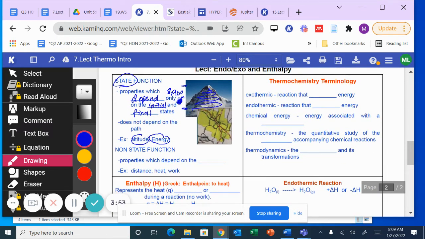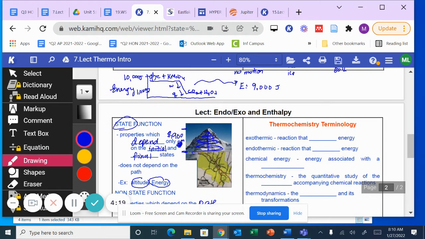Now, what are non-state functions? Non-state functions are functions that depend on the path. An example of this is the distance that you traveled. Did you go zigzag? Did you go straight up? Then the distance that you walked will change. Does that make sense? That's distance as a non-state function, and also heat, because sometimes you can lose all that energy. In this diagram, you can just go down all as heat, right?